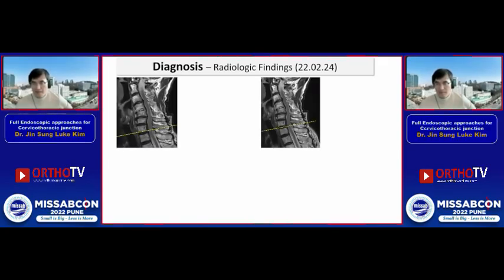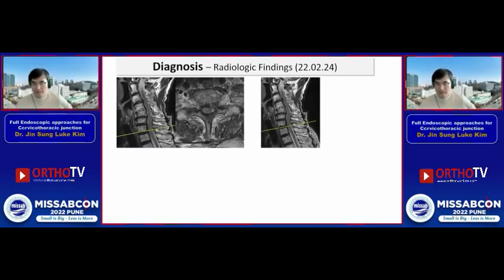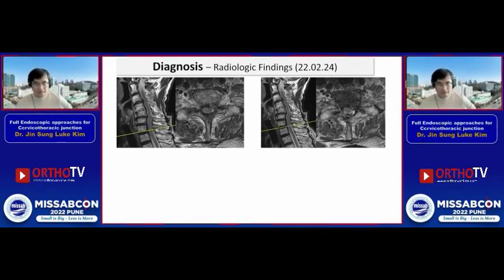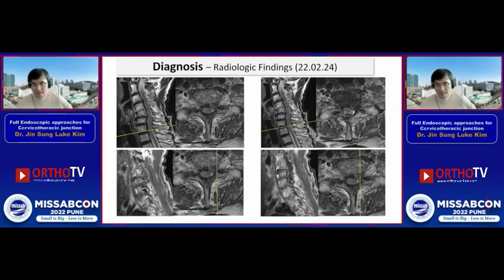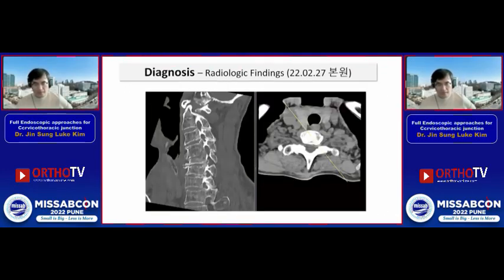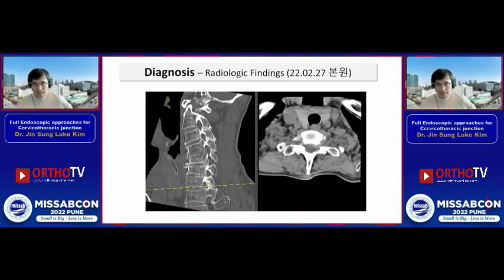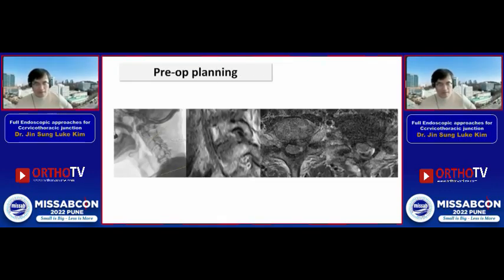This is the MRI done in sagittal and axial. There's a foraminal disc herniation at the C7-T1 level. You can also find the T1 axial and sagittal views right here. What about the 3D CT scan? You can find the bony structures, bony foraminal stenosis.